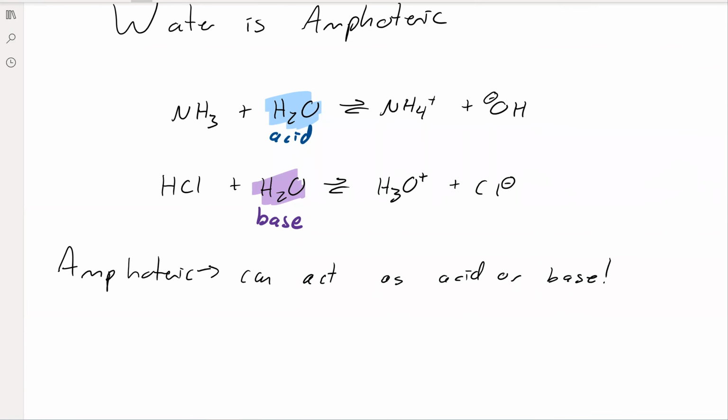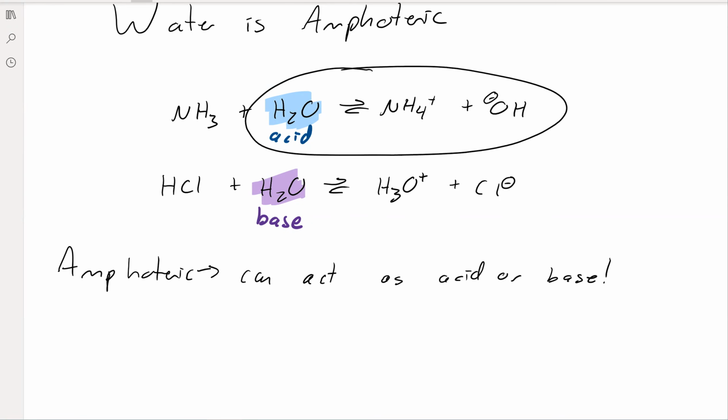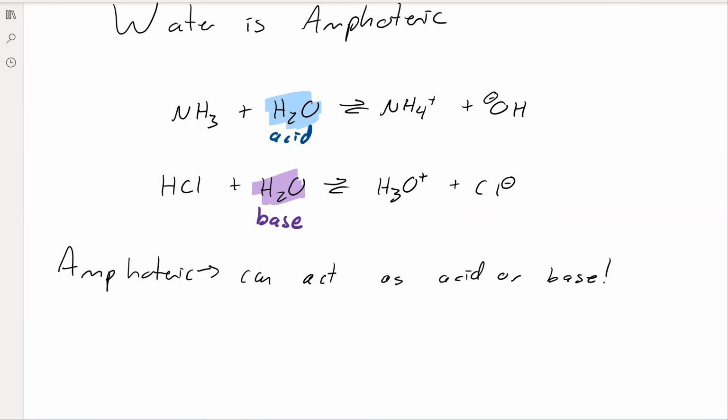It just depends on what it's reacting with. So sometimes water acts as an acid, other times it acts as a base. You have to take a look at the chemical reaction and identify whether that water is accepting H plus and then becoming H3O plus, or if it's donating the H plus and then becoming hydroxide.